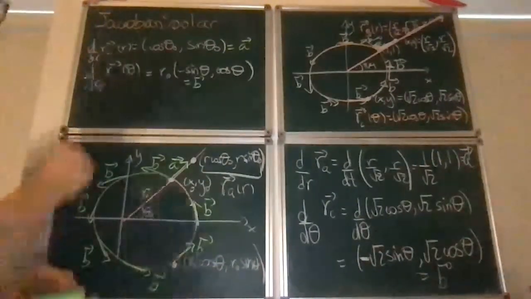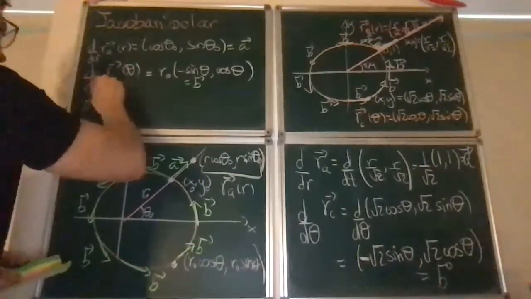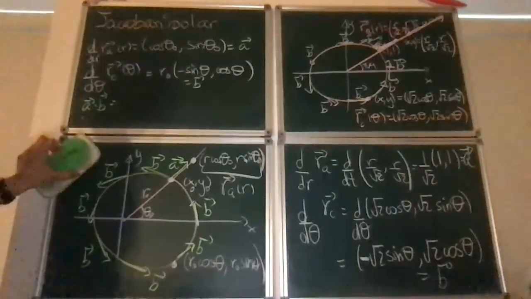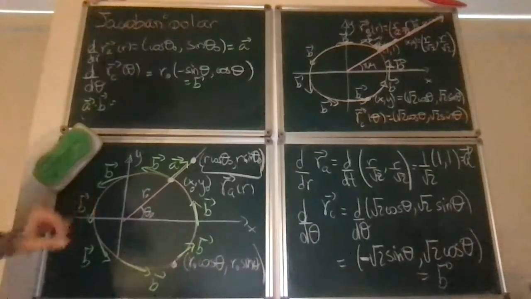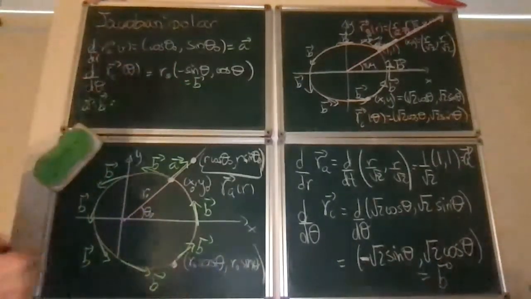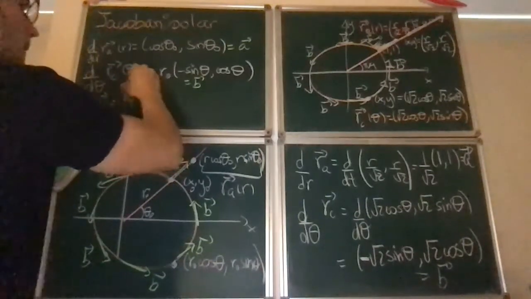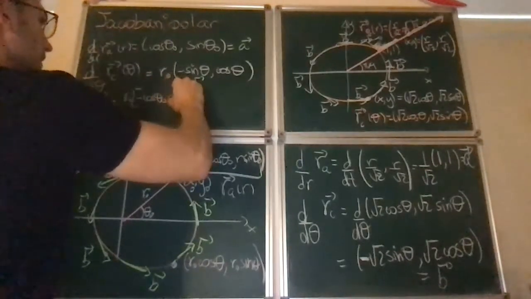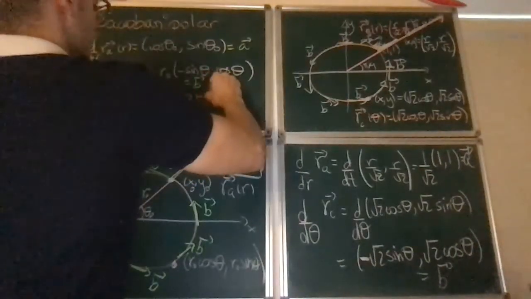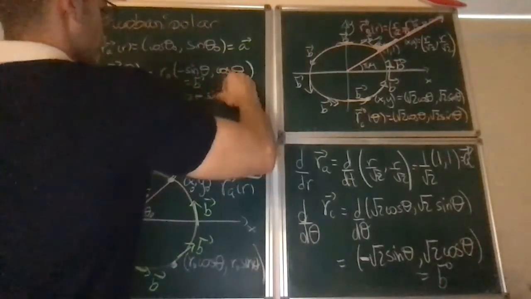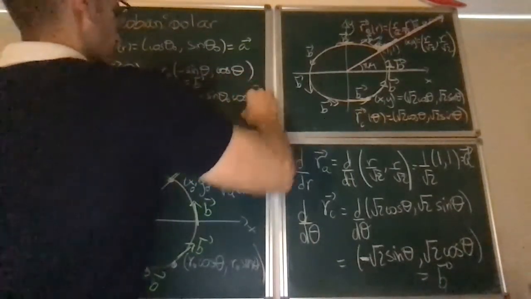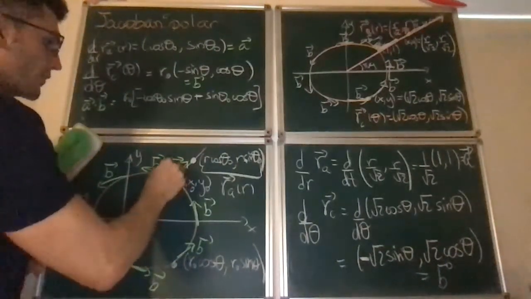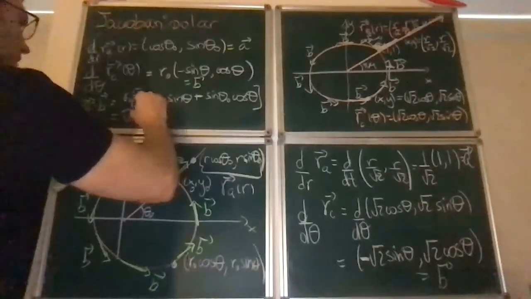And so if you do the dot product of a dot b, then this gives you what? A dot b gives you r naught minus cosine of theta naught sine of theta plus sine of theta naught cosine of theta. And again, this is 0 if you compute the dot product between these two particular vectors. So this is 0 if theta equals theta naught.